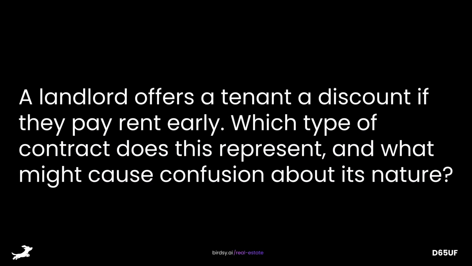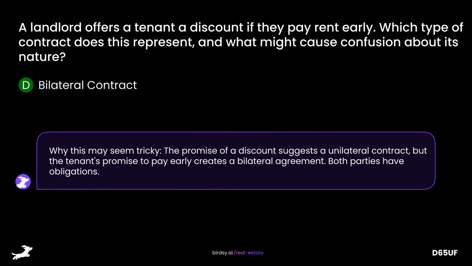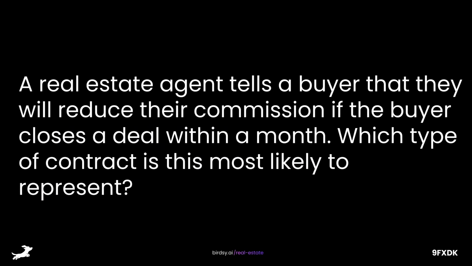A landlord offers a tenant a discount if they pay rent early. Which type of contract does this represent, and what might cause confusion about its nature? Is it A, unilateral contract, B, implied contract, C, express contract, or D, bilateral contract? The answer is D, bilateral contract. Why this may seem tricky. The promise of a discount suggests a unilateral contract, but the tenant's promise to pay early creates a bilateral agreement. Both parties have obligations.